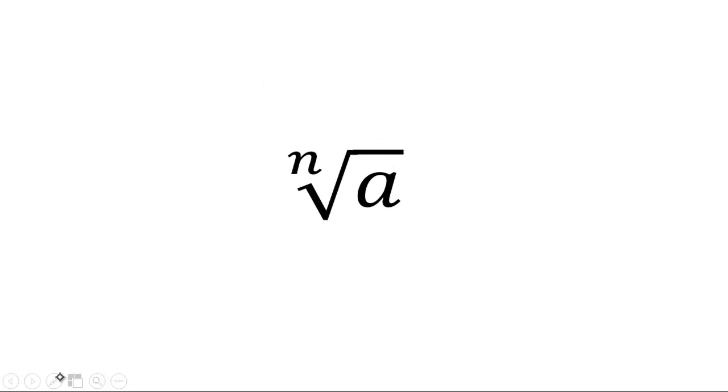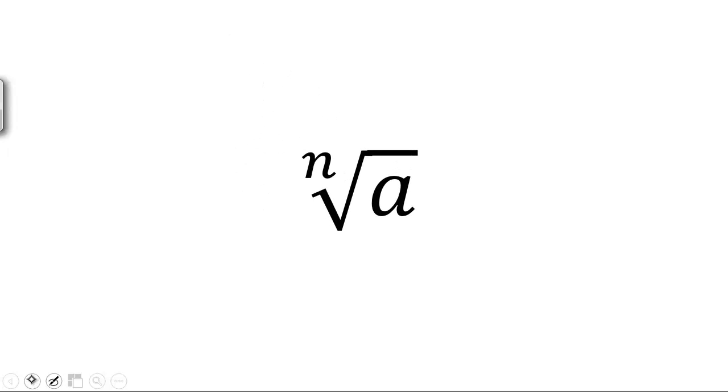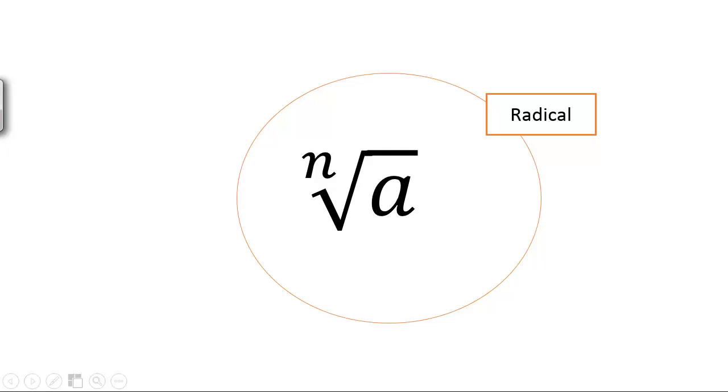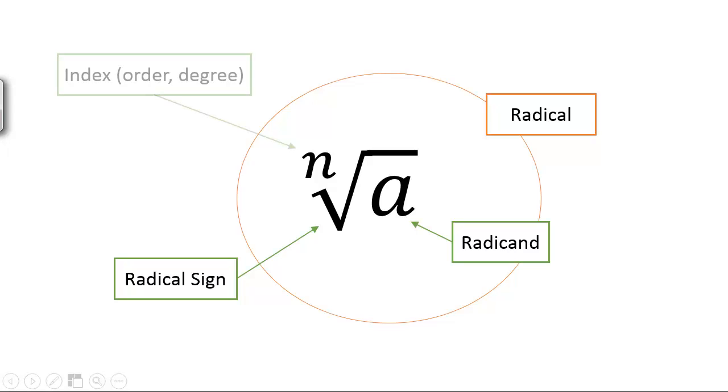So let's take a look at this general radical, an nth root radical of a. The radicand is the number underneath the root or the letter. You've got your radical sign, and you've got your index, which is also called order or degree.